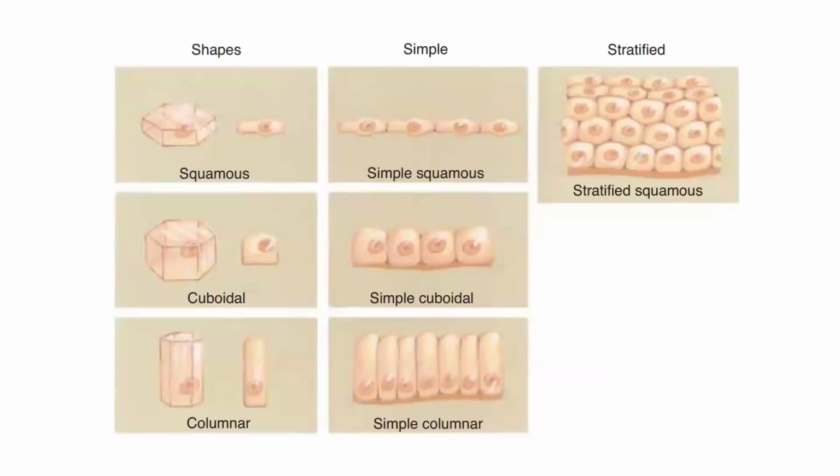Starting with this basic example, you can see that this is the squamous epithelium. On the basis of shape, it can be squamous, cuboidal, or columnar. If it consists of a single layer, it will be called simple squamous, simple cuboidal, or simple columnar. And if it consists of multiple layers lying one over the other, as we can see in this figure, it will be stratified squamous. Similarly, it can be stratified cuboidal or stratified columnar.